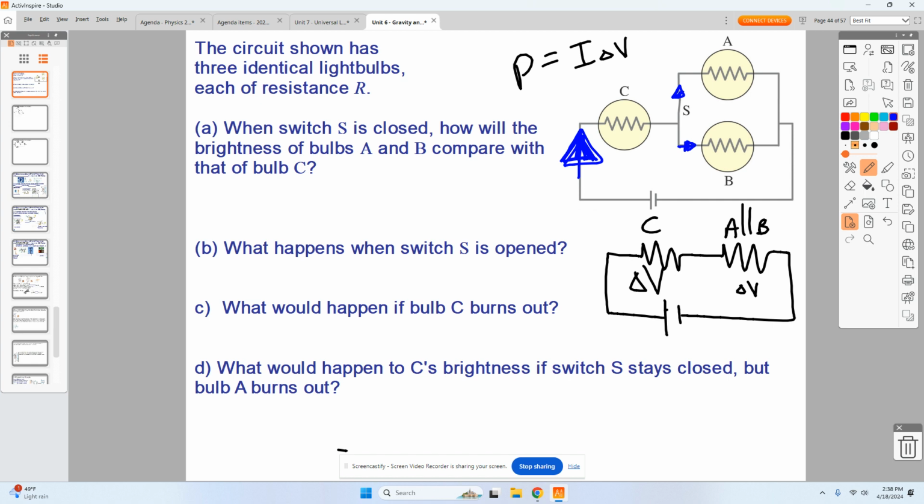Okay. What happens if bulb C burns out? Just an open-ended comment. C burns out. What happens to that circuit? Everything shuts down. Because everything flows through C. So if C opens, everything shuts down. Last question. What happens to bulb C's brightness if switch S stays closed but bulb A burns out?